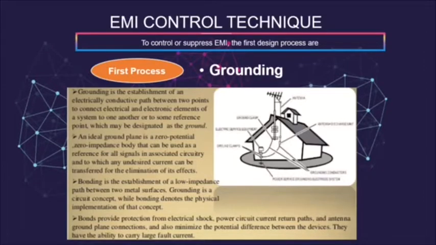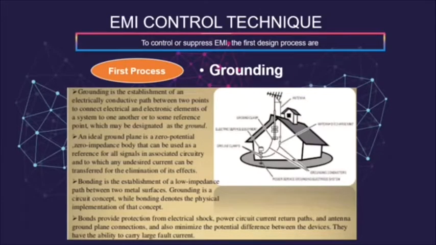What is grounding? Grounding is the establishment of an electrically conducting path between 2 points to connect electrical and electronic elements of a system to one another or to some reference point, which may be designated as the ground. An ideal ground plane is a zero potential, zero impedance body that can be used as a reference for all signals in associated circuitry and to which any undesired current can be transferred for the elimination of its effect.